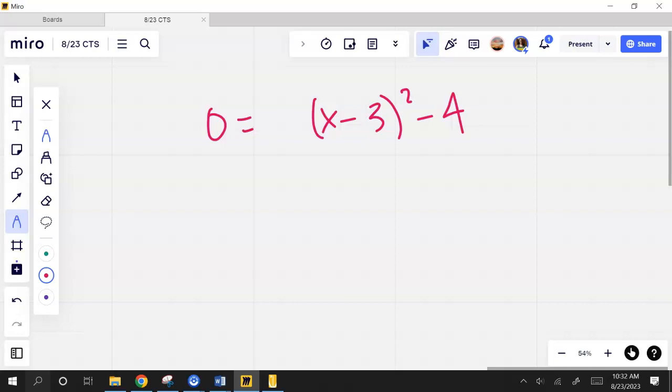It's been a long unit. It's been a really long unit.